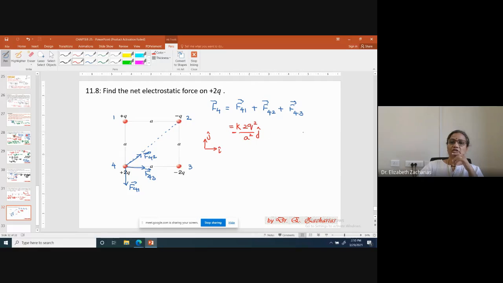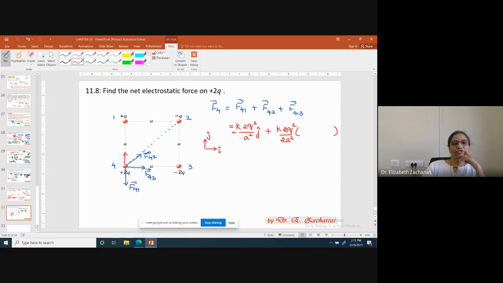Now, let us come to the second vector. What will be the second vector? F42 means it will be K into 2Q square. Don't put minus, okay? Don't do that multiplication. Just write 2Q square divided by, what will this distance be? Root 2 a. When you square it, it becomes 2a square. And now you have to write the I and J components for this. You see this vector? How do you write the I and J components?